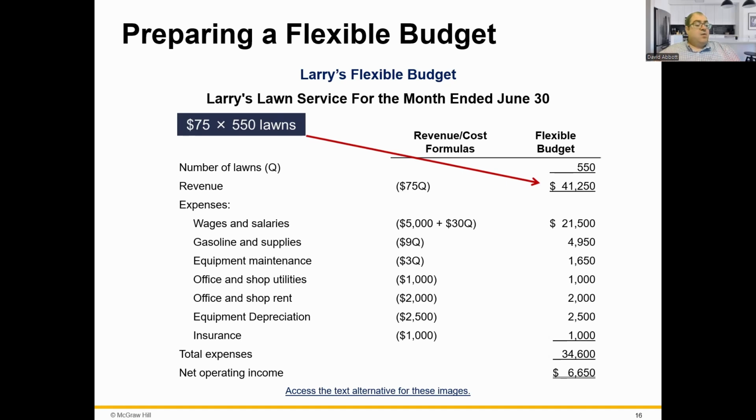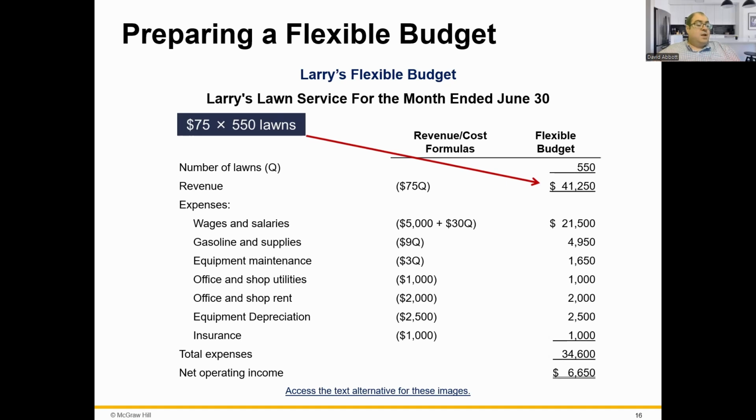And a wages and salary expense of 21,500 is computed by multiplying 30 by 550 plus 5,000 in fixed salary. So it might be that for his salary, he gets 5,000, and then his workers get $30 for each lawn that they mow. So we can calculate that, multiply that out.